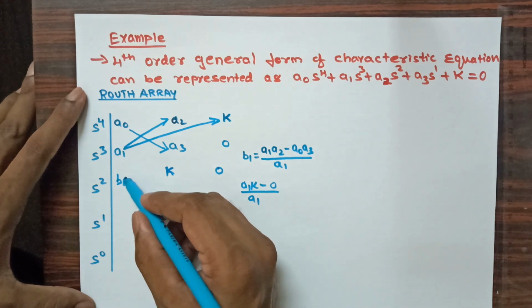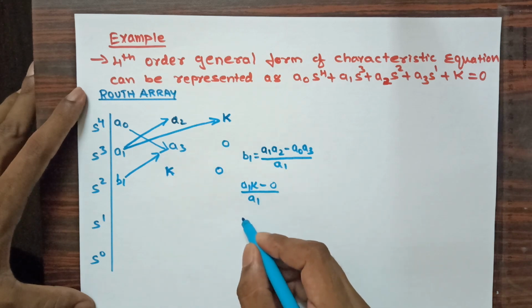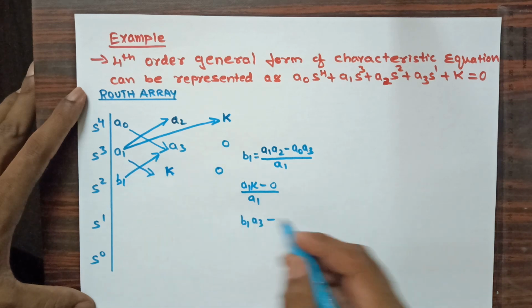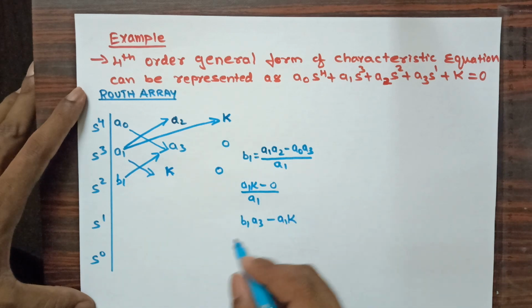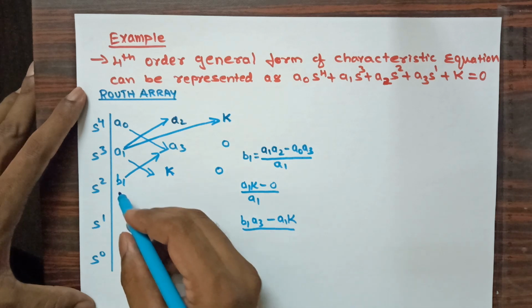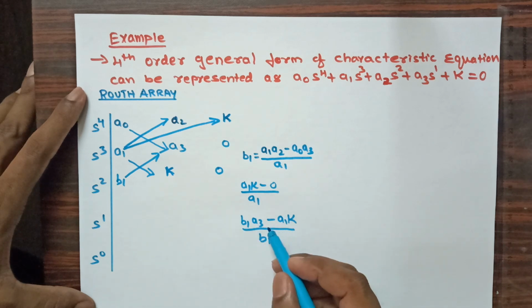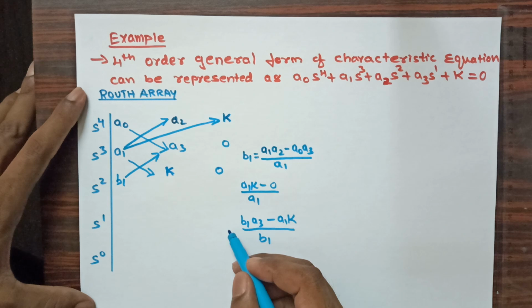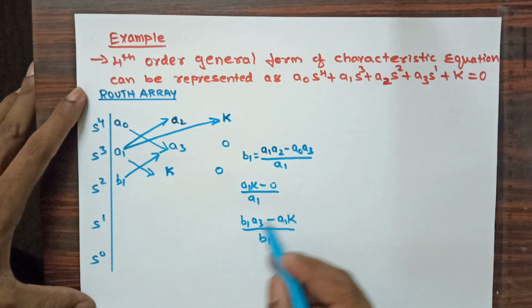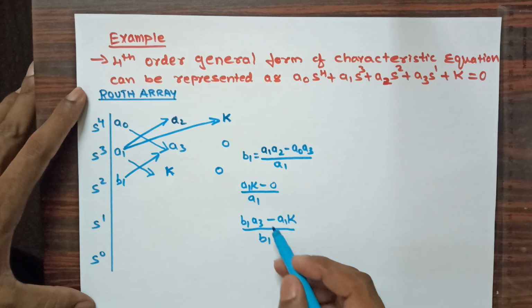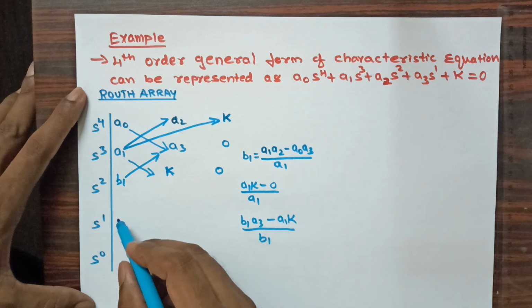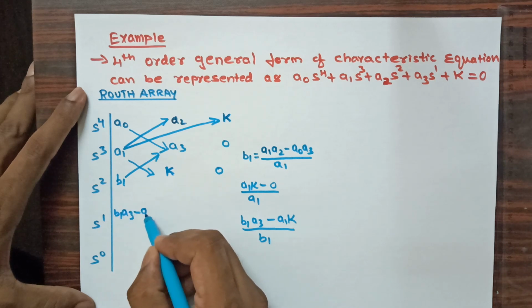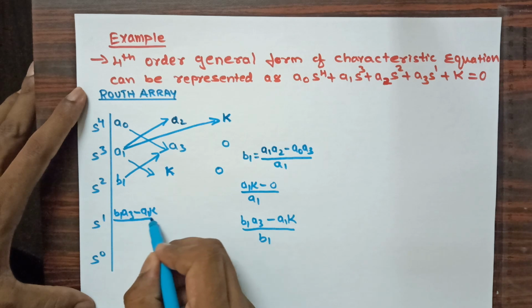We know the procedure. We are going to multiply b1 into a3, b1 into a3 minus a1 into k, whole divided by b1. Now I can equate this value to some variable like c1, but I need this k equation for the next step to find the k margin value. Therefore I am writing this value here as it is, that is b1 into a3 minus a1 into k whole divided by b1.